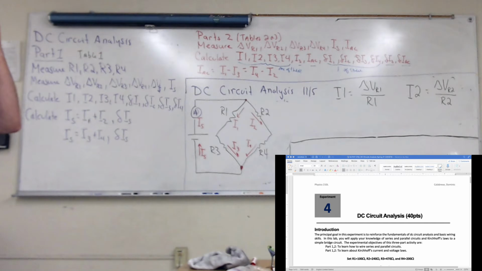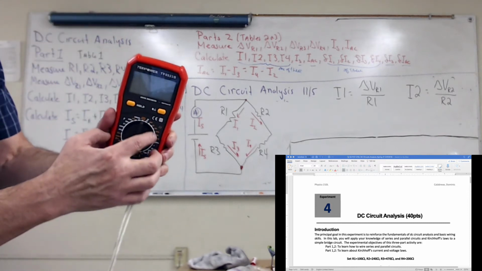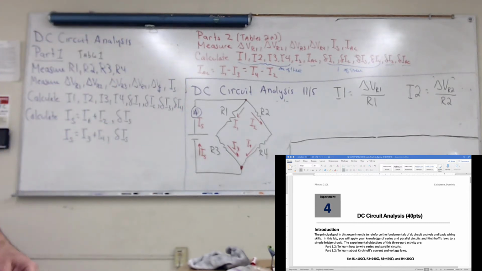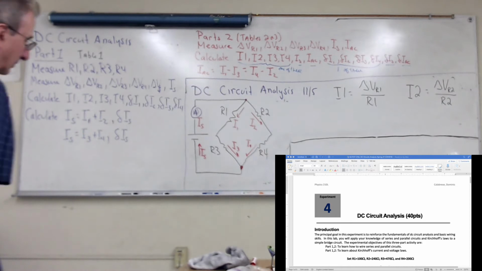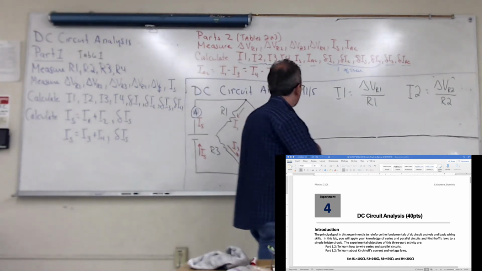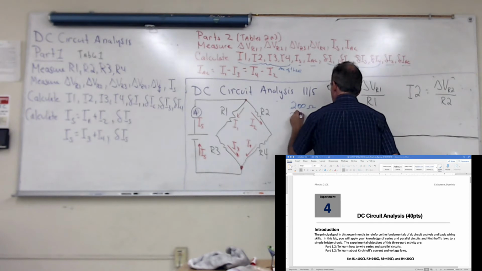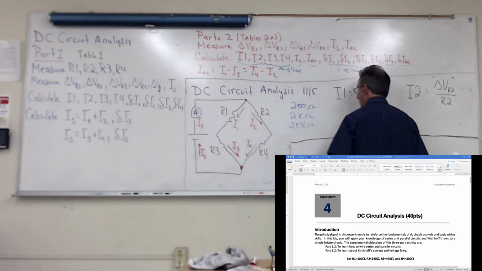Oh yeah, one more thing I forgot to mention. Somebody brought up in this morning's class something about the resistance scale. I was confused about the resistance scale. So let me say something about that before I go on. On the resistance scale, you have a 200 ohm scale, a 2K ohm scale, a 20K ohm scale, etc.